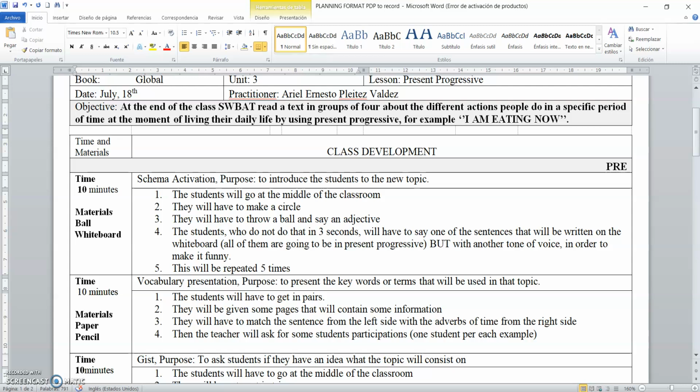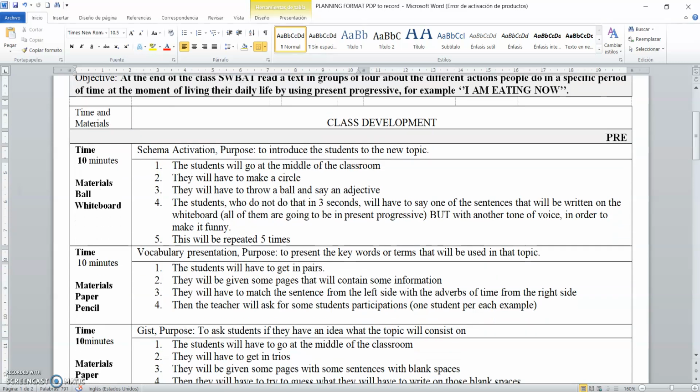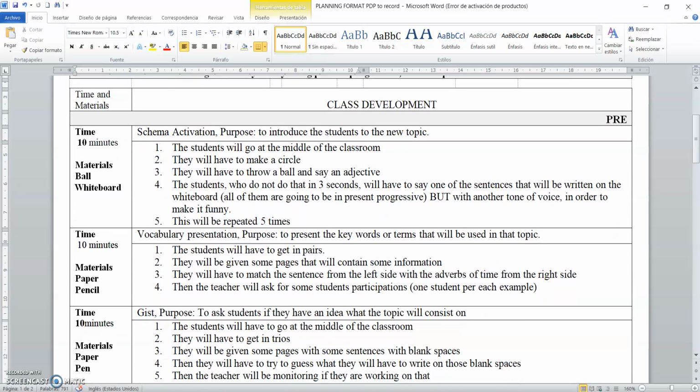I'm going to read the information that is at the left part of the lesson planning, and then I'm going to explain to you what each activity consists of. The time is 10 minutes. The materials: a ball, or if we don't have a ball, we can use a marker too. It's acceptable. And the whiteboard. The activity is called schema activation. Its purpose is to introduce the students to the new topic.